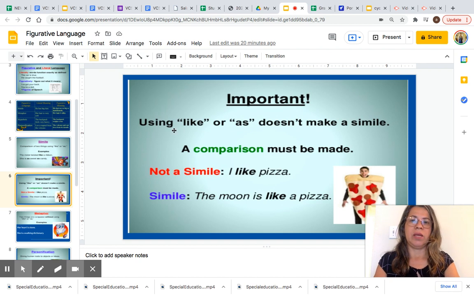Important. Using like or as doesn't make a simile. A comparison must be made. An example of not a simile: I like pizza. This is not a simile. You can see the word like, but it's not comparing pizza to anything. Now a simile: the moon is like a pizza. This is a simile because the writer is comparing the moon to a pizza.